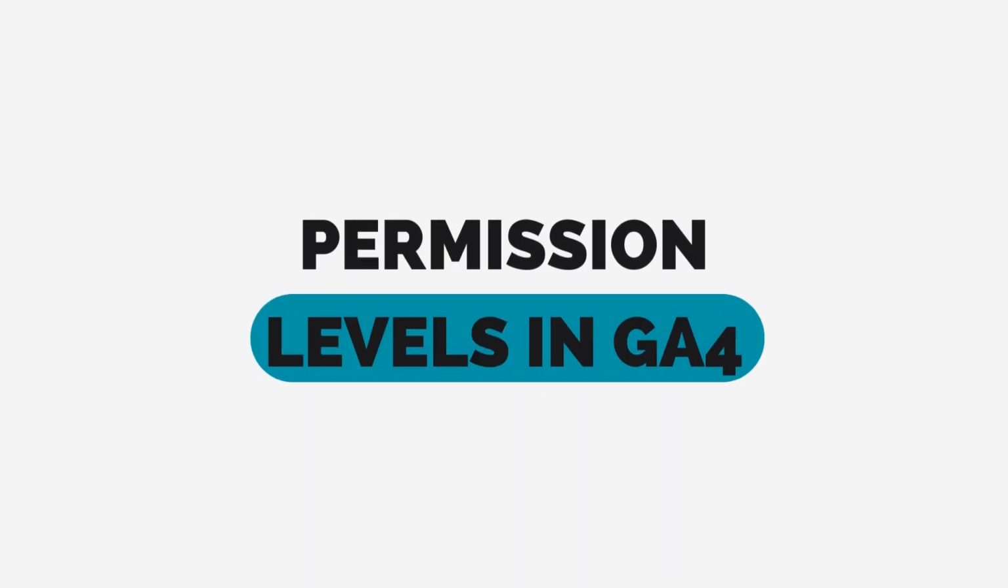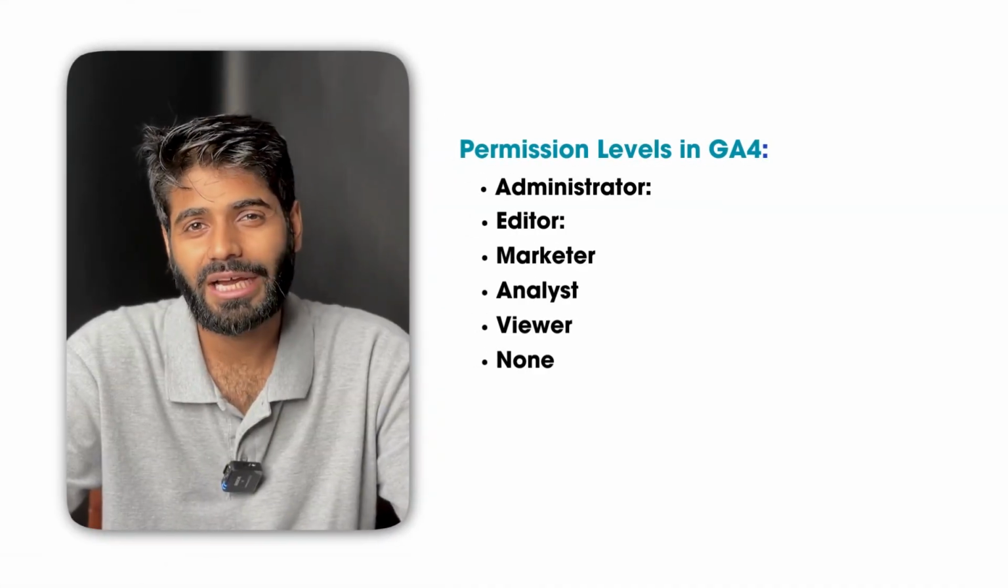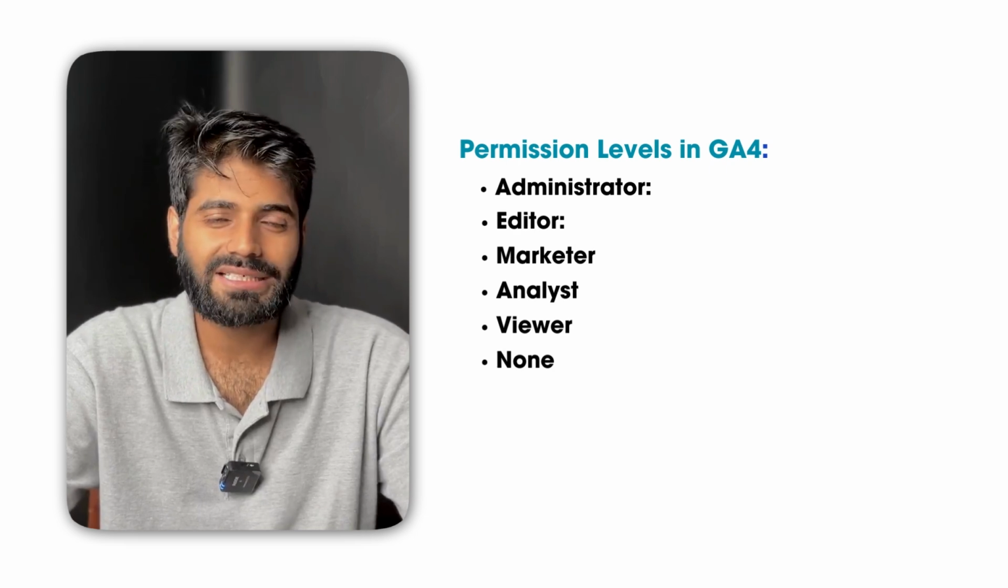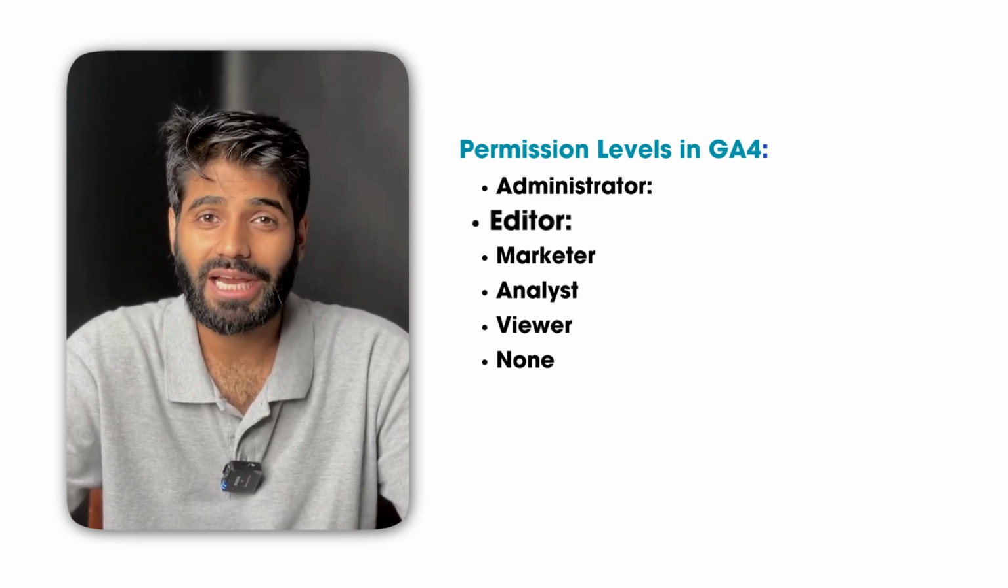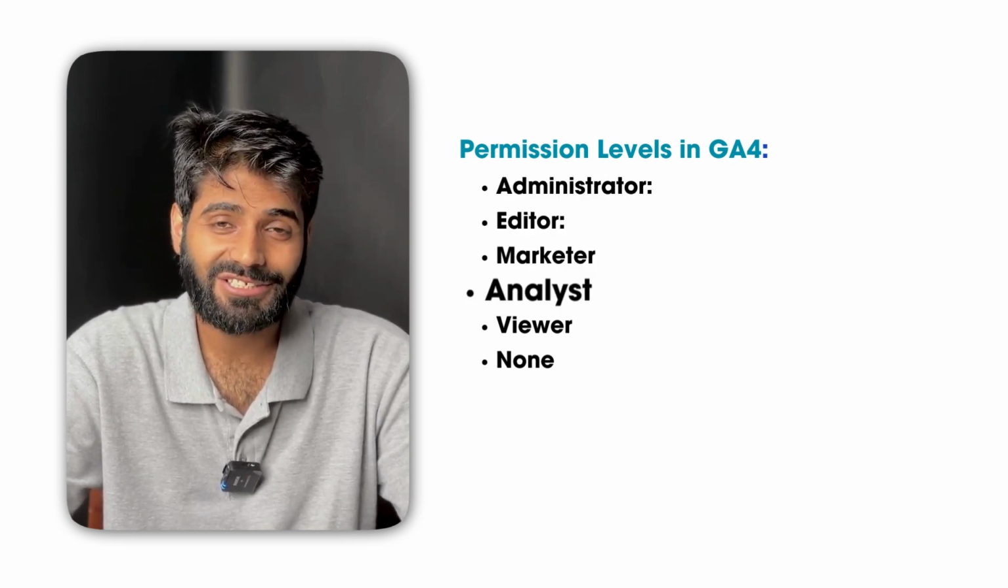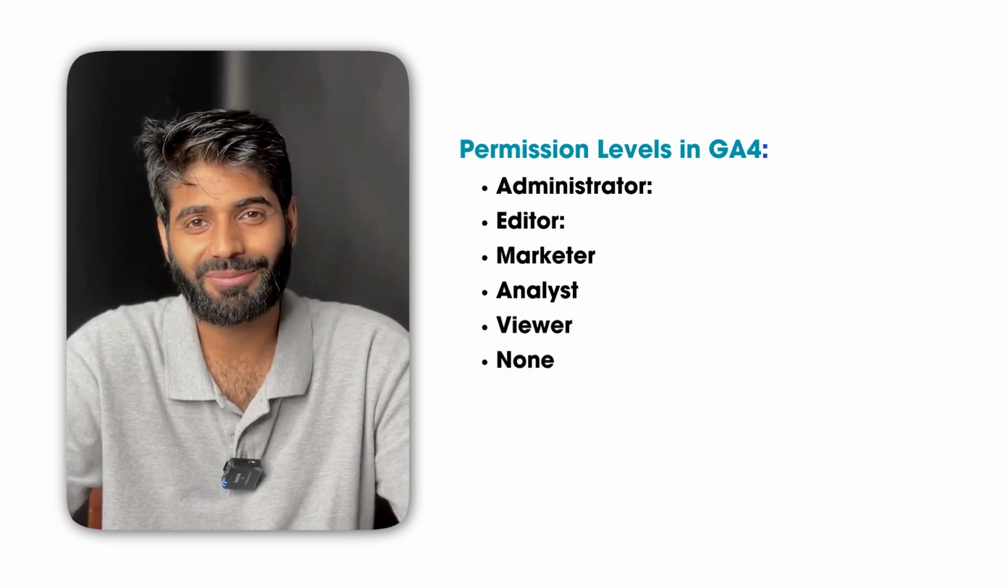Now let's discuss the different levels of permission that you can give to someone when you are adding them to your Google Analytics account. There are mainly 5 different permission levels. You can add someone as an administrator, editor, marketer, analyst, viewer, or you can just not give them access to anything on your account. There are different reasons for giving different access to everyone.